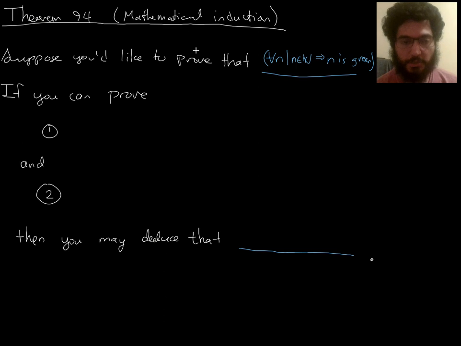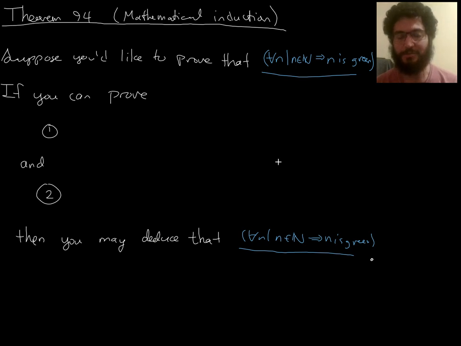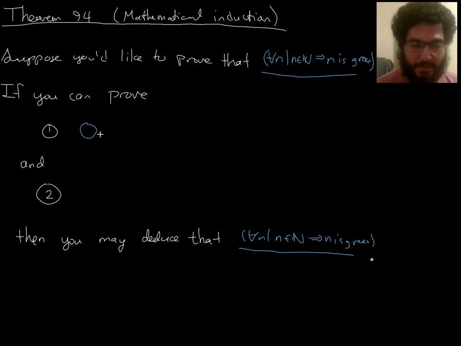Let's suppose you want to prove that. Then mathematical induction provides a way for you to do it. So it says, okay, if you can prove this and that, which we're about to say what these are, then you can deduce that all natural numbers are green. So this is giving you a way to prove that all natural numbers have a certain property. All right, so here's the idea. First, you need to prove what's called a base case. So prove 0 is green. Prove that 0 has that property that you're trying to prove all natural numbers have.